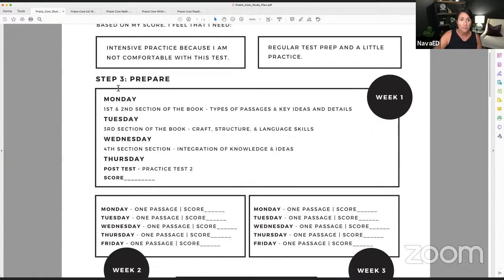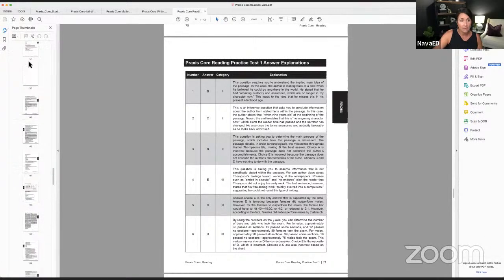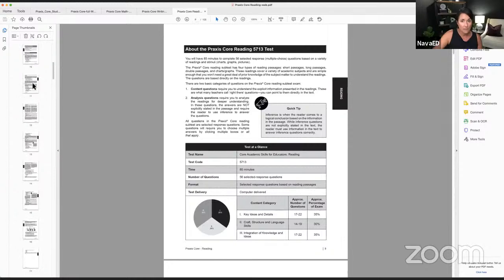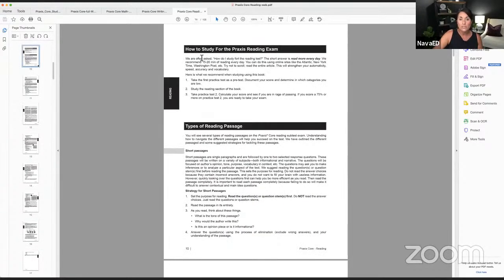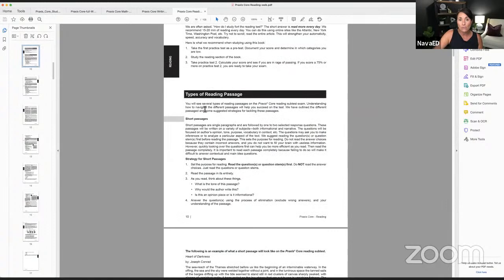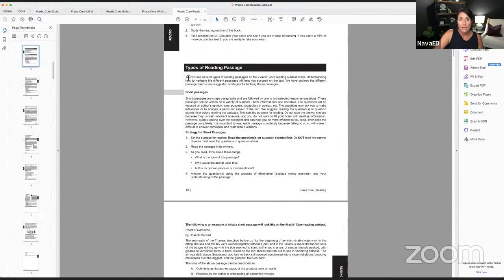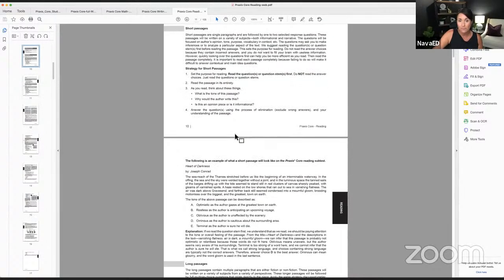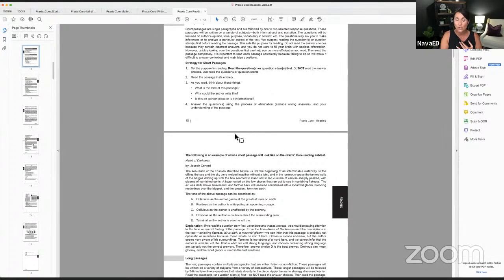Here we go to prepare. I've already taken my practice test 1. I've gotten my score. Now what I'm going to do is I'm going to start looking over my book now. In the very, very beginning, I talk about the types of reading passages, and I show you a strategy for reading. We're always reading the questions first, always reading the questions first. You are doing yourself a disservice if you start from the top and work all your way down to the bottom. It is the wrong way to do a reading test.